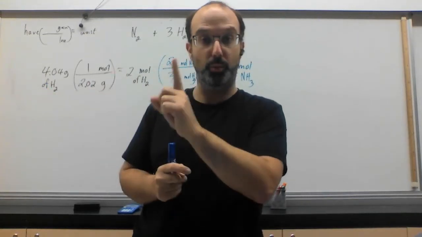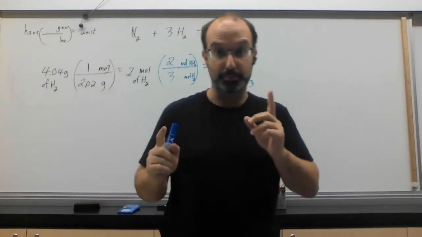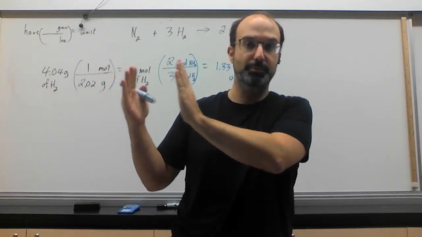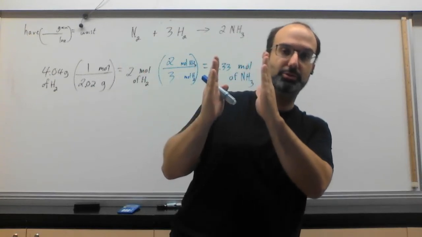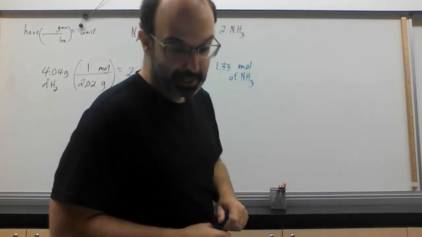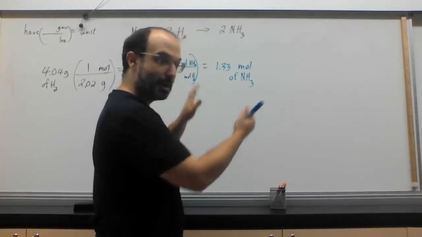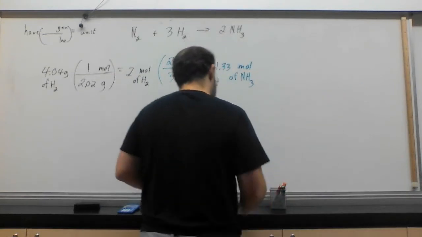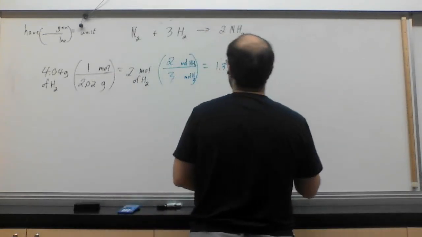That is step 1. Then step 2, in blue, I took the moles of my reactant, H2, and used stoichiometry to convert it into moles of product. Okay, so that's step 2. Step 3 is now I take my moles of product and convert it into grams of product. Basically, how heavy is it?